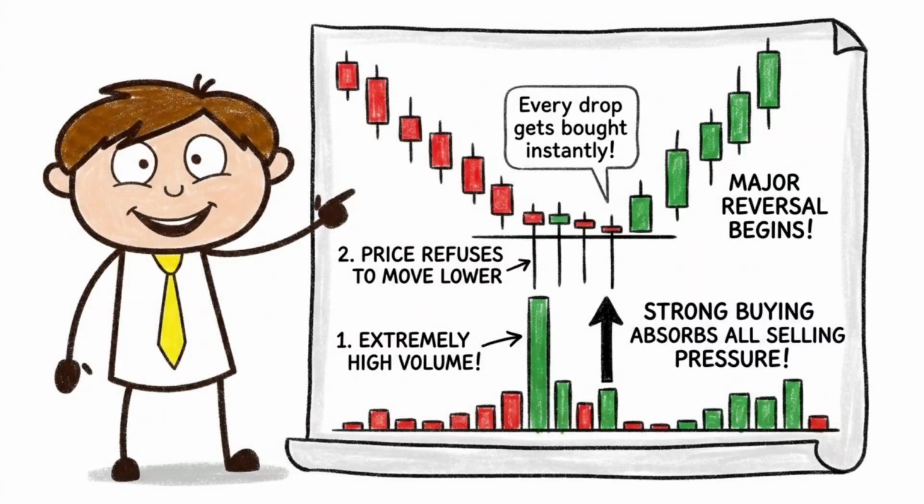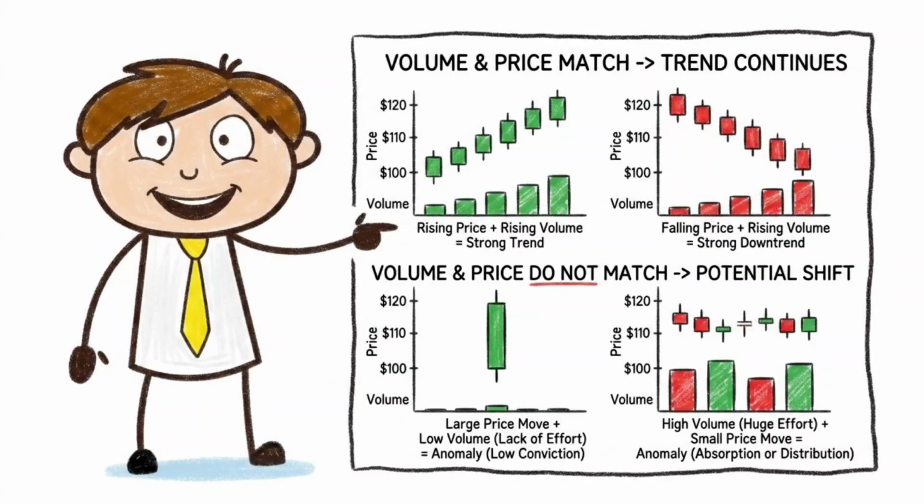Now look at the opposite situation. Volume is extremely high, but price refuses to move lower. Every drop gets bought instantly. That tells you something powerful. There's strong buying absorbing all that selling pressure. And this is often how major reversals begin. So always pause and ask yourself, does the effort match the result? If it does, the trend likely continues. If it doesn't, the market could be preparing for a significant shift.